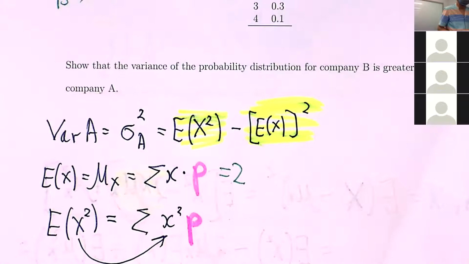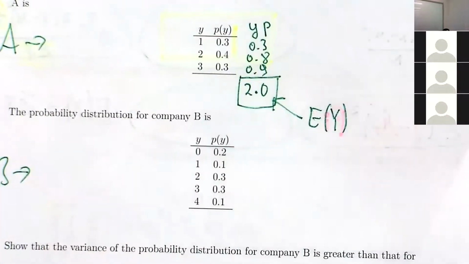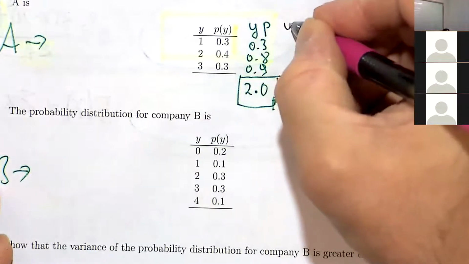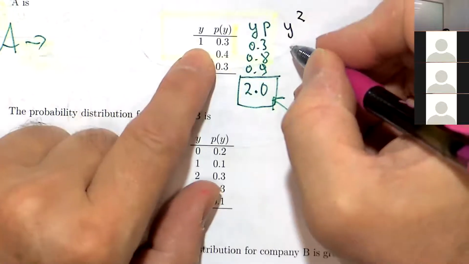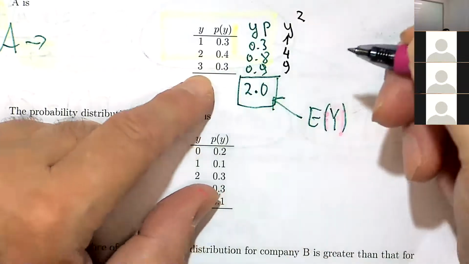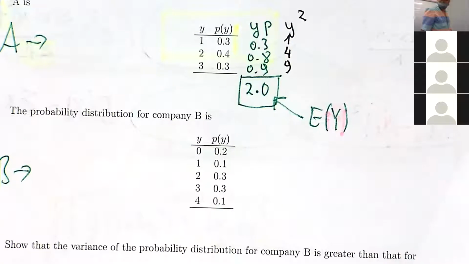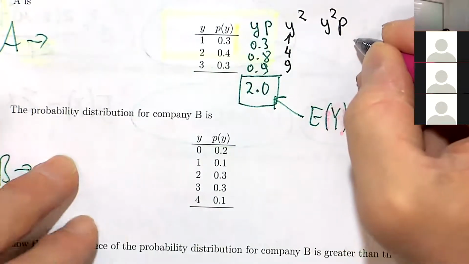Probabilities will remain the same. Remember that example with the die. Which means that the easiest way to do that is to add a new column. Let's start with y squared. So 1 squared is 1, 2 squared is 4, 3 squared is 9. And now we have to weight these with probabilities. So y squared times probability.